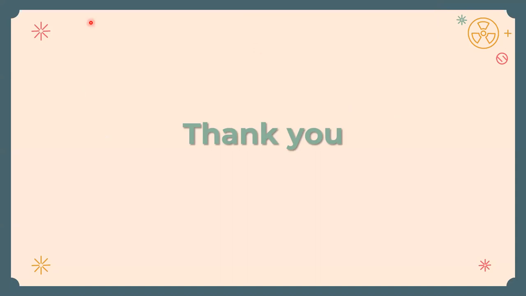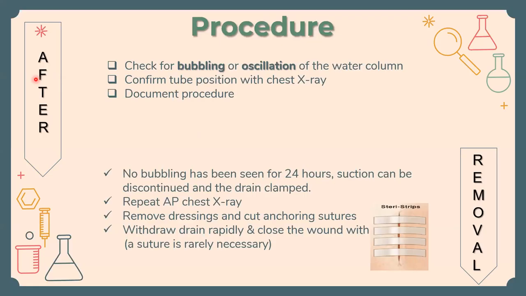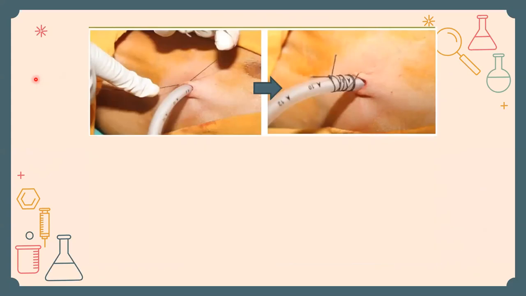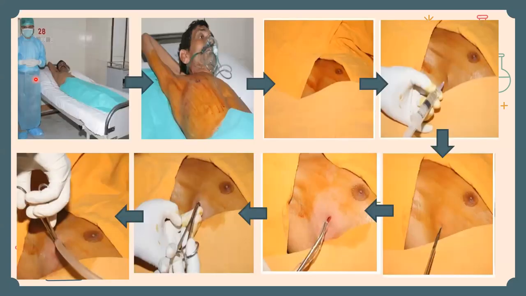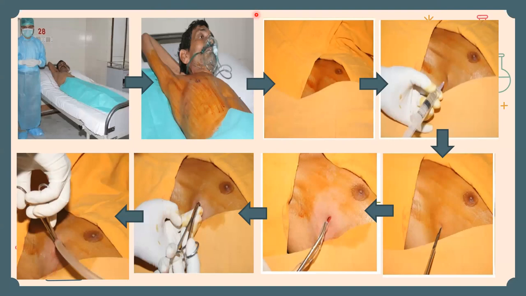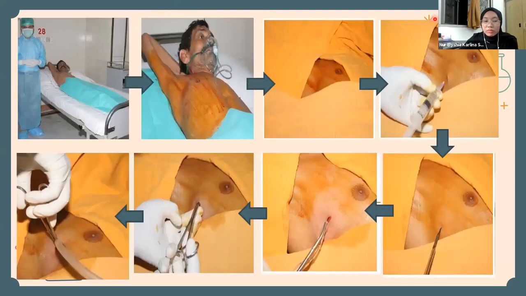So there are actually two methods for chest tube insertion. What method do you know? There are two methods for chest tube insertion. One we call the closed method and the other one we call the open method. Okay. So the one that you've seen here, the one in the picture, is actually the closed method.